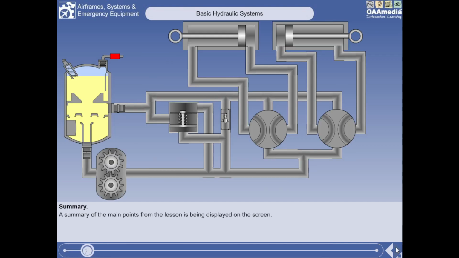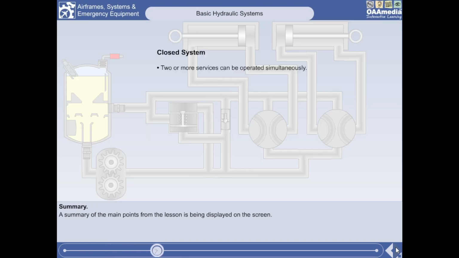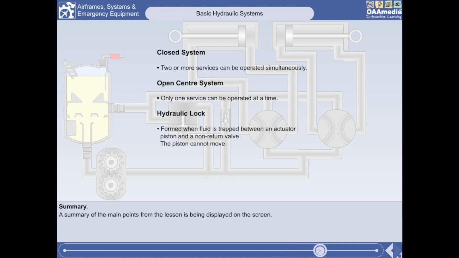You should now understand the differences between the open center and closed hydraulic systems. Bear in mind that the big advantage of the closed system is that 2 or more services can be operated simultaneously, whilst in the open center system, you are limited to operating 1 service at a time. You should now also understand the meaning of the term hydraulic lock.